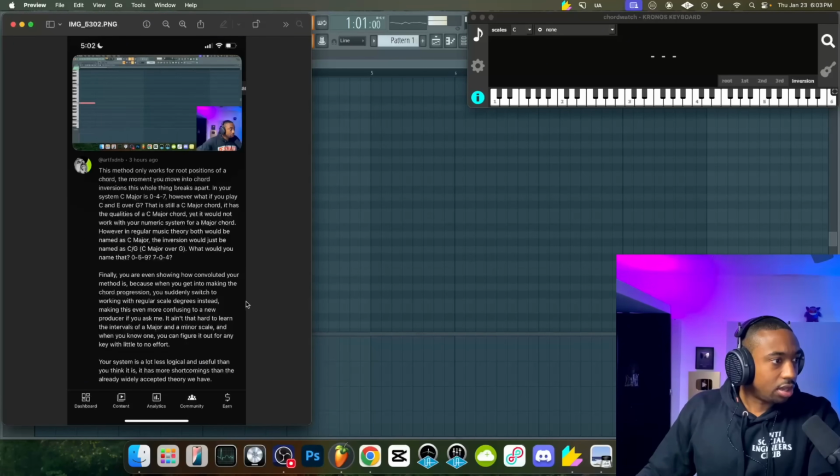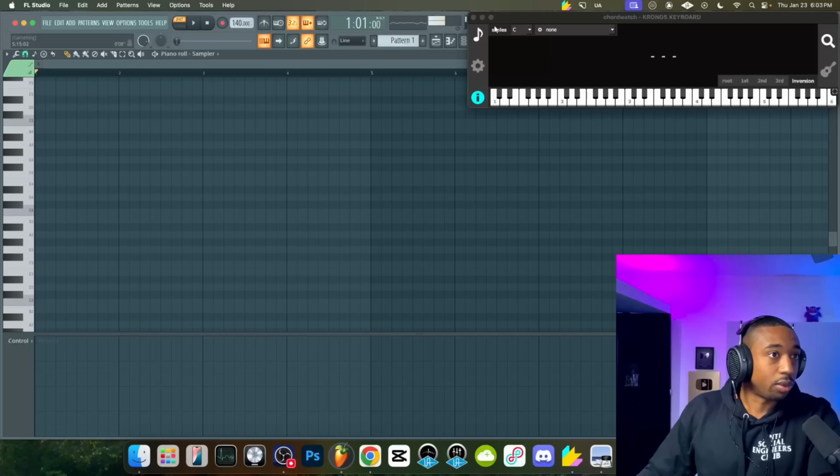Then he says, finally, you are even showing how convoluted your method is, because when you go into making the chord progression, you suddenly switch to scale degrees. Again, did I mention anything about scale degrees going from D minor to D minor ninth? Let's make a real beat without referencing a scale at all.